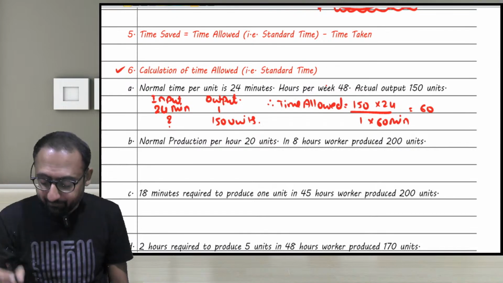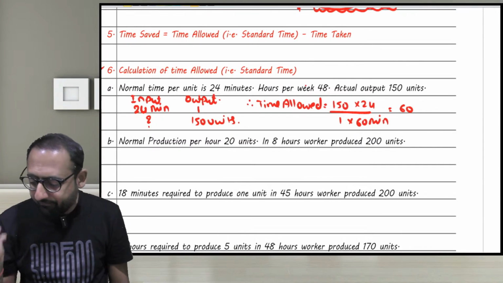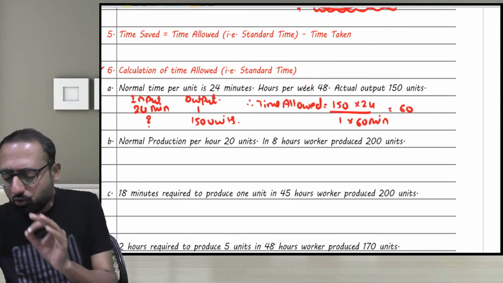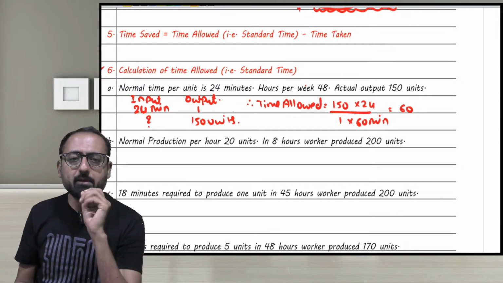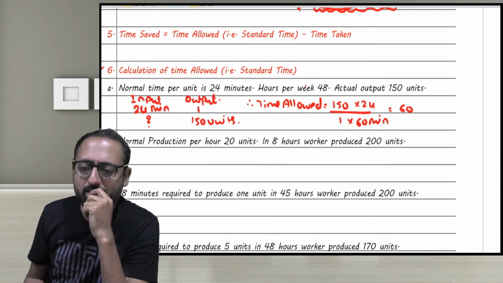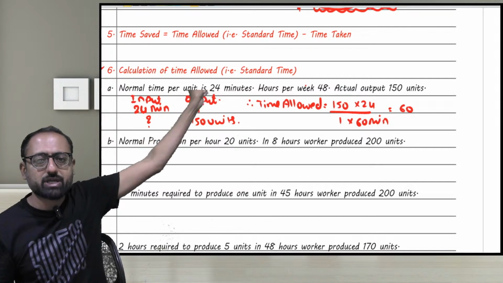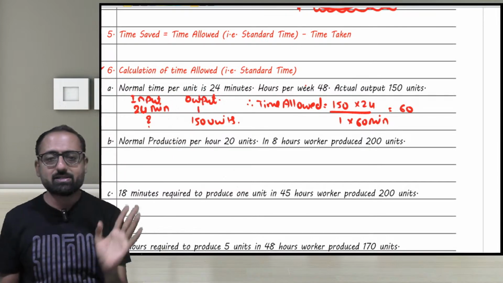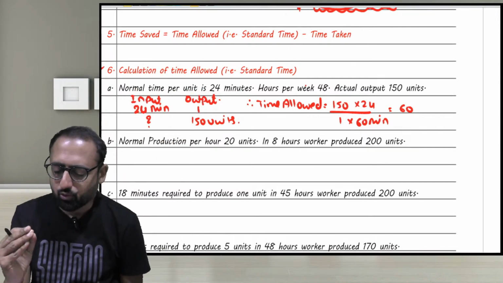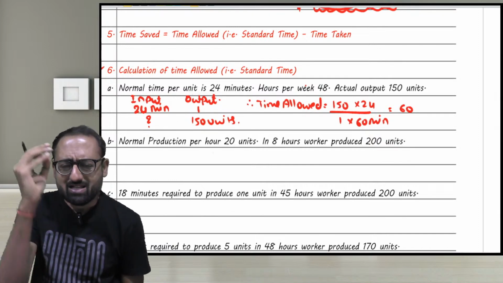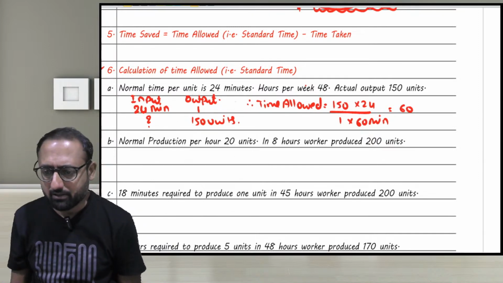Fatafat se answer dijiye. So your quick reply I am waiting for. So time allowed is 60. If your time allowed is 60, I want to calculate time saved. What is the formula for time saved? You'll have to check here, above. Fifth formula is given. Time saved is equal to time allowed minus time taken. Standard time minus time taken.